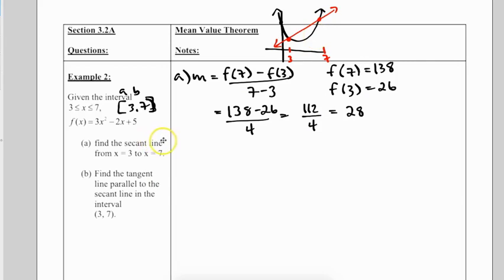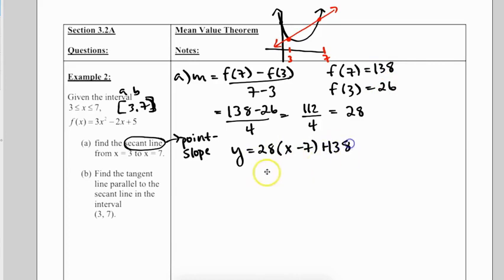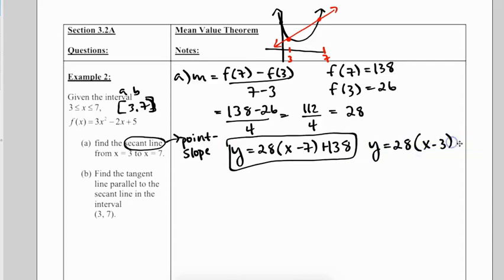Since we are finding a secant line, we're always going to use point slope to do this. It's just easier. We don't actually have to simplify it. So in point slope form, we're going to have y equals 28 times, and we can choose either of these points. I'll write both lines for us because why not? It's y equals 28 times x minus 7 plus 138. Here's our first one. Or we could also have the line y equals 28 times x minus 3 plus 26. Here's our second one. Either one is fine.